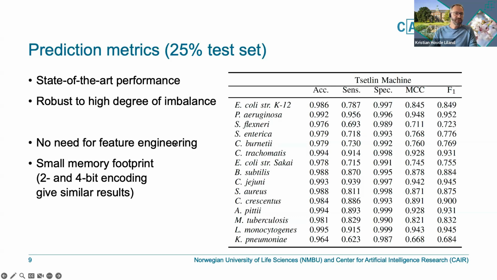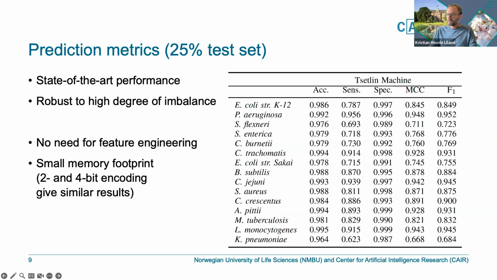Among the good things here is that we don't need any feature engineering. We can just Booleanize our data and put them straight in the Tsetlin machine, and it works right off the bat. And the memory footprint here is very small. Using 2 or 4-bit encoding actually gives us very similar results so far, even with this duality with the A and the missing having the same encoding.